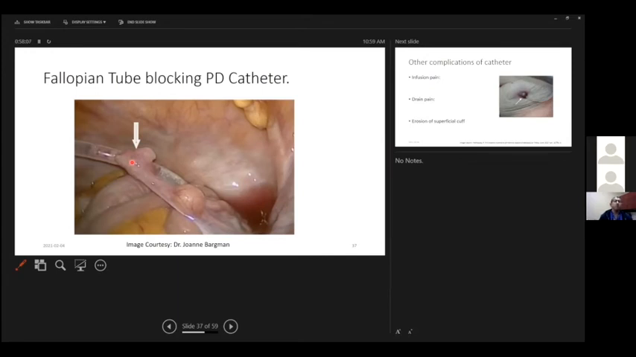Here, you may try to do your maneuvers, you can get the patient deconstipated and all, but it may not work, and unfortunately this may have to go to the OR, because then the fallopian tubes or the omentum may have to be fixed. That is, an omentopexy, or the fallopian tubes have to be pulled together and separated from the catheter.